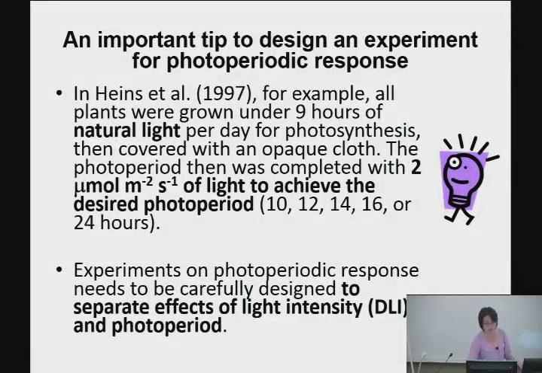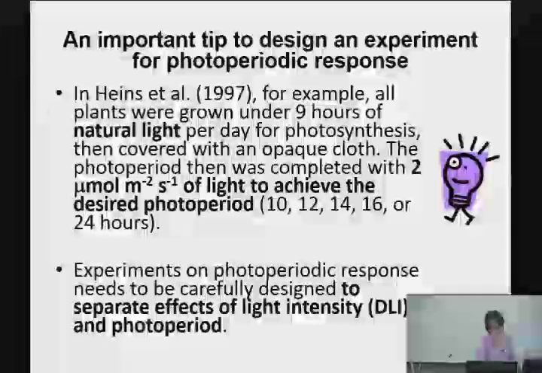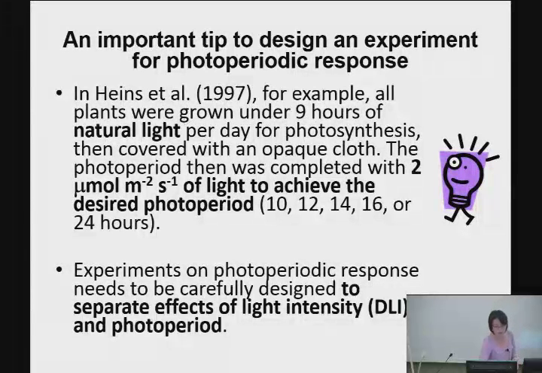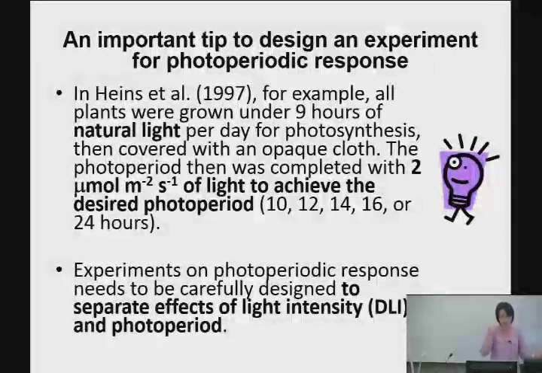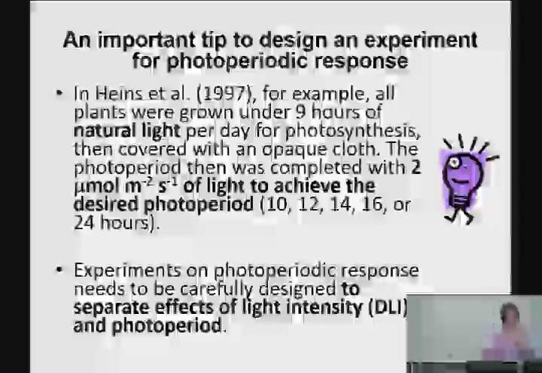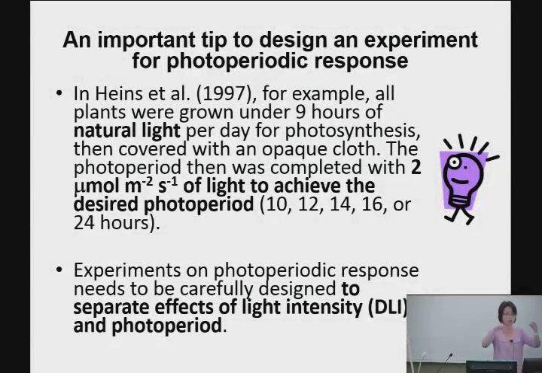So here is the Michigan State University's procedure, which my group is following right now to test some of the strawberry varieties. Plants get certain hours of natural light per day just to give a chunk of DLI. That's a uniform DLI across the treatments. Then either bring the plants into the growth chamber or cover them with opaque, blackout cloth, and create artificial lighting conditions to extend the photoperiod.